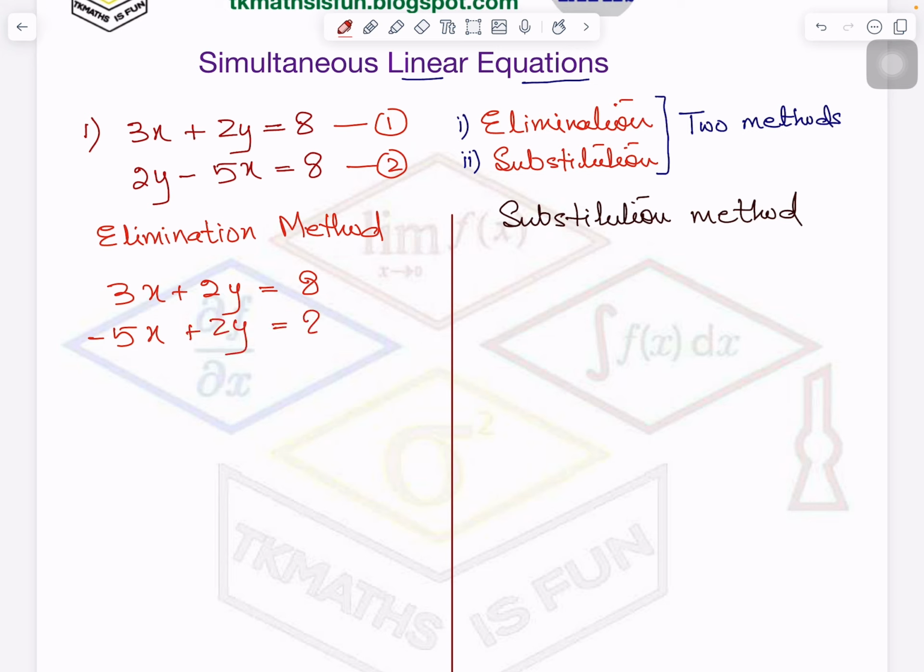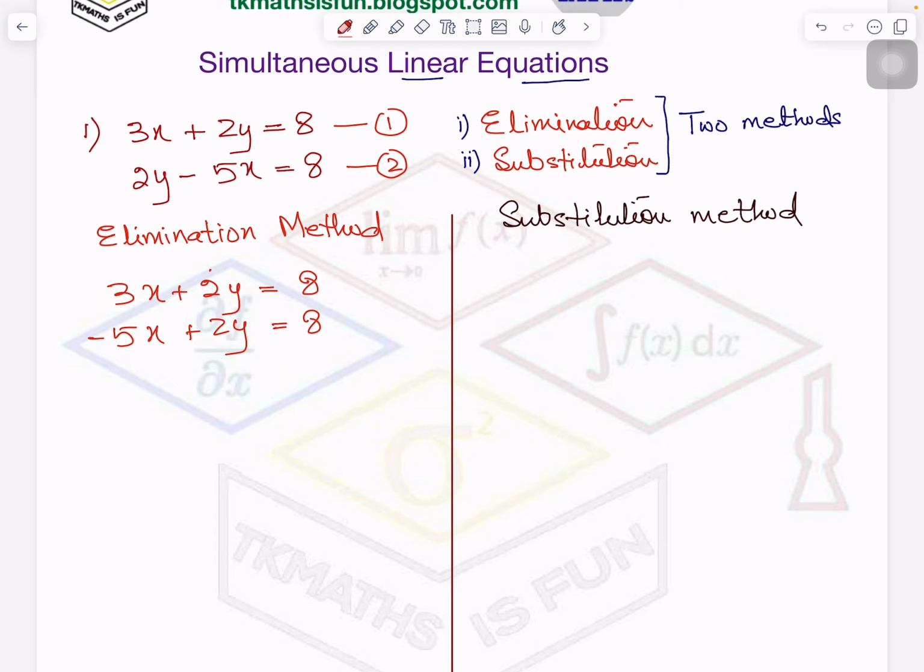Now what did you notice? That the coefficient of y is the same here. Can you see 2 and 2? This is the first thing we try to make, and in this question it is automatically given, so we don't need to worry. Now we will see what the signs are. The sign of 2y in both equations is plus.